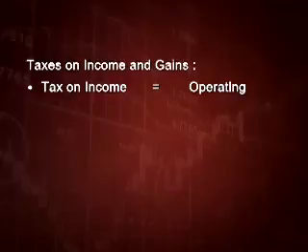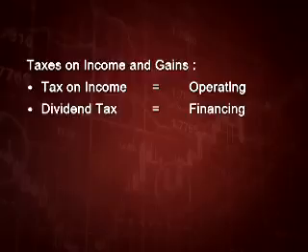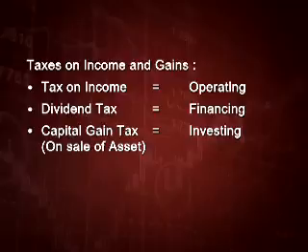Next point, tax on income and gains. If the tax is paid on income, it is an operating activity, and if the tax is paid like dividend tax, it is a financing activity, and if the tax is related to the capital gain part, that is on the sale of an asset, it will be treated in investing activity. But if nothing is mentioned in the question, we always take it as operating activity.